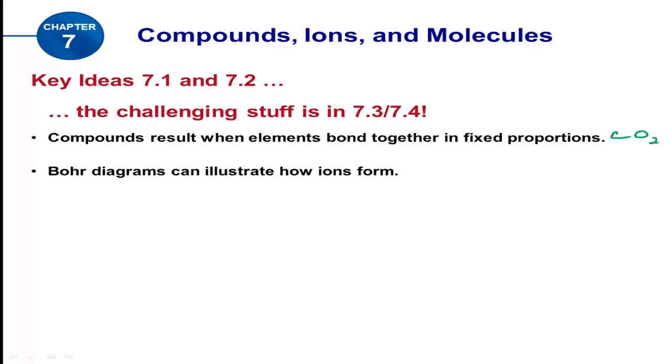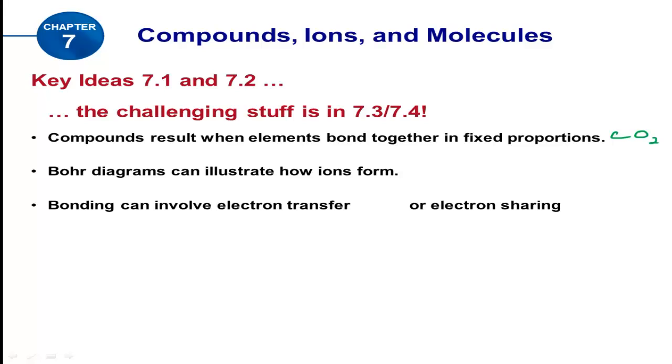Make sure every time you do a Bohr diagram, you're actually drawing the number of electrons. So finally, when we mention electrons, bonding actually involves electron transfer, which is called ionic bonding, or electron sharing, which is called covalent or molecular bonding. So make sure you're clear as we go through this on the difference between these 2 types of bonding. The ionic, where an electron is transferred, or covalent, where electrons are actually shared.